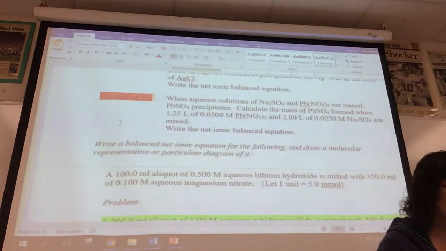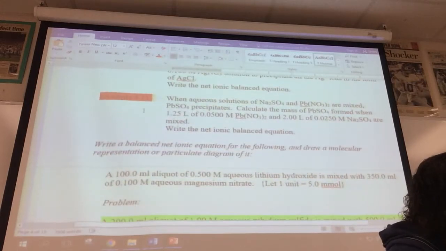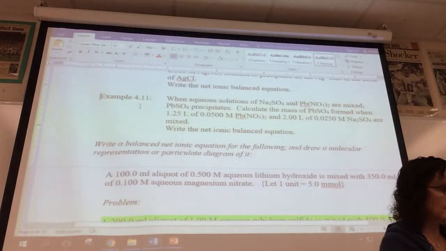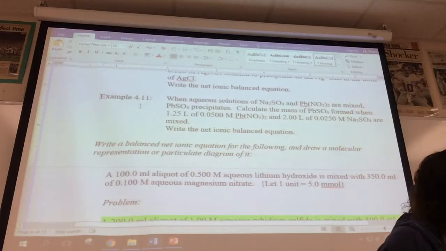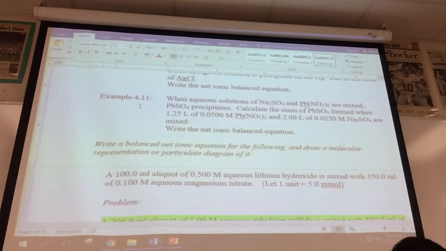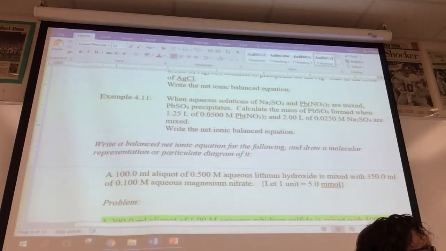In regard to your notes, we had done 410. I want to do 411 with you. This just further illustrates this concept, and then I'm going to show you how to draw either a molecular representation or particulate diagram. Those phrases are somewhat synonymous, and we'll illustrate how to do that. On 411, it says you have aqueous solutions of sodium sulfate and lead 2 nitrate. Lead 2 sulfate is going to precipitate. You want to calculate the mass of that precipitate from quantities of reactants provided.